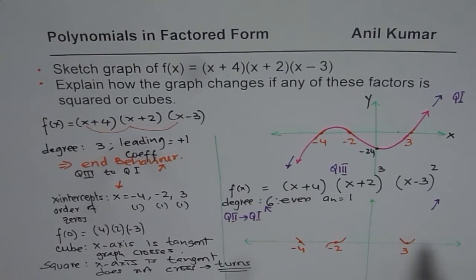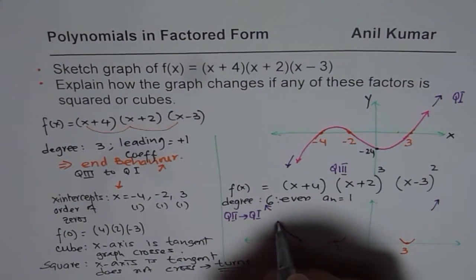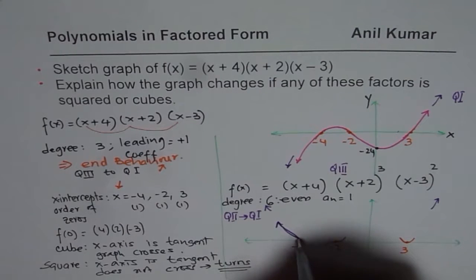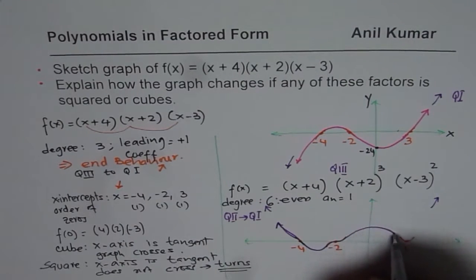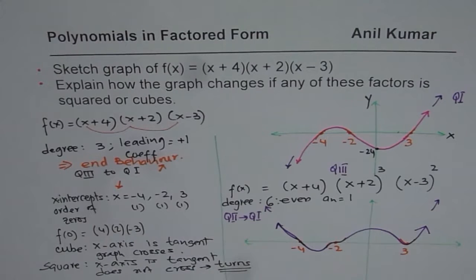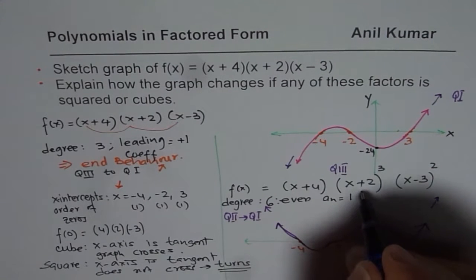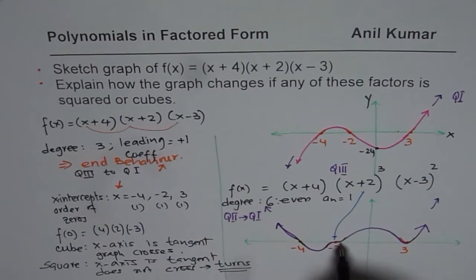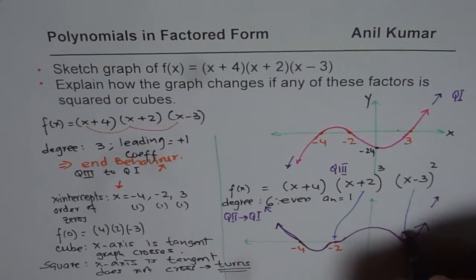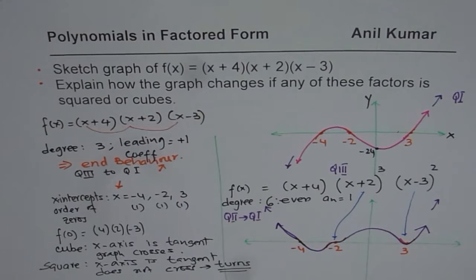Moving from quadrant 2 to 1, it's kind of like this. Let me go like this, then we go like this, and then turn, and then go like that. So that is how we get our graph. Note that at 2, let me connect so that it is absolutely clear to you. This is cubic. Do you see that cubic behavior? The x-axis is tangent and the graph crosses, and here we have the square. It turns. There is an additional turning point for you.